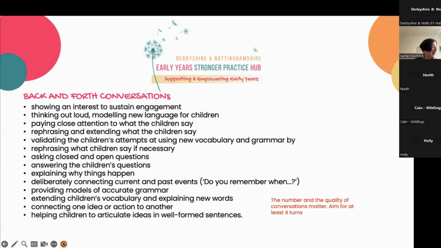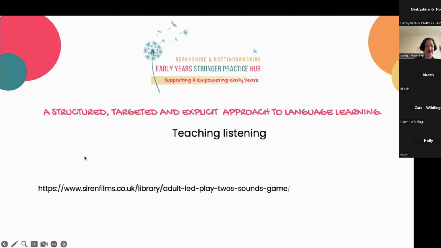So can we aim for at least 4 turns when we're looking at getting that dialogue in place with children? So through rephrasing and extending, through asking open and closed questions, and through modelling examples, but helping children to articulate their ideas and to put them into well-formed sentences. So if you want more information about that, there's a lot more in the previous presentation.